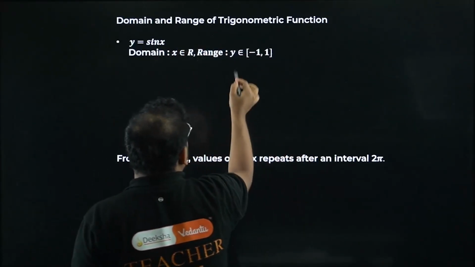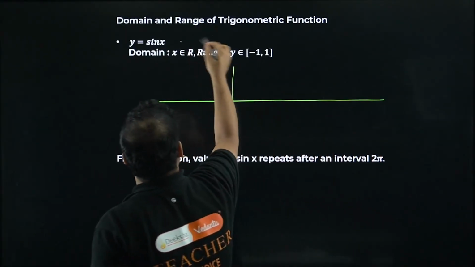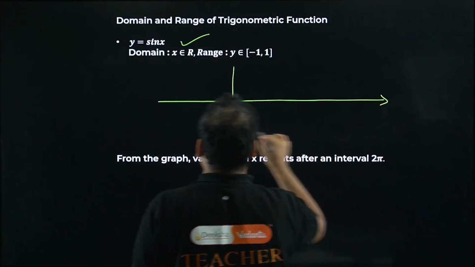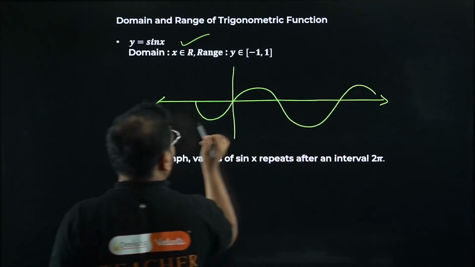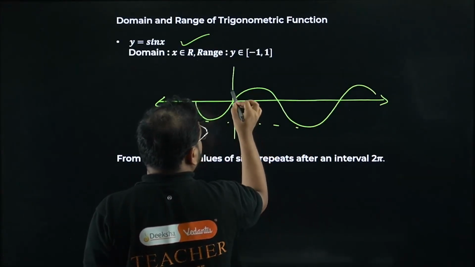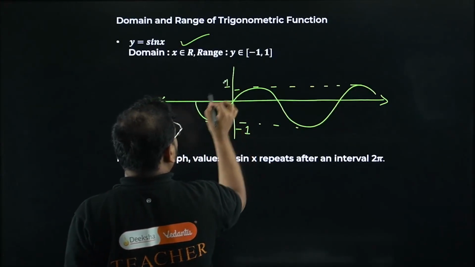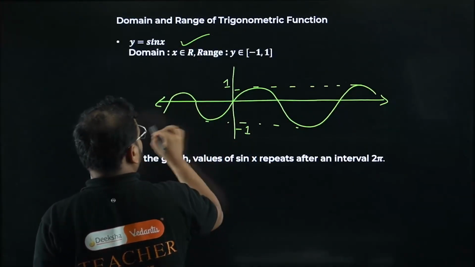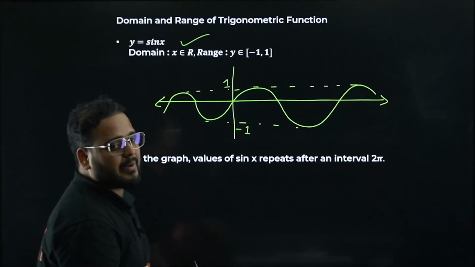If you check over here, the graph is something like this. We know that the domain is all real, so we'll take all real. Then the graph for sine goes like this. This value is called -1, the lower bound, and the upper bound is +1. Again, this goes on this side also. It continues on both sides. So the upper bound is 1 and the lower bound is -1.